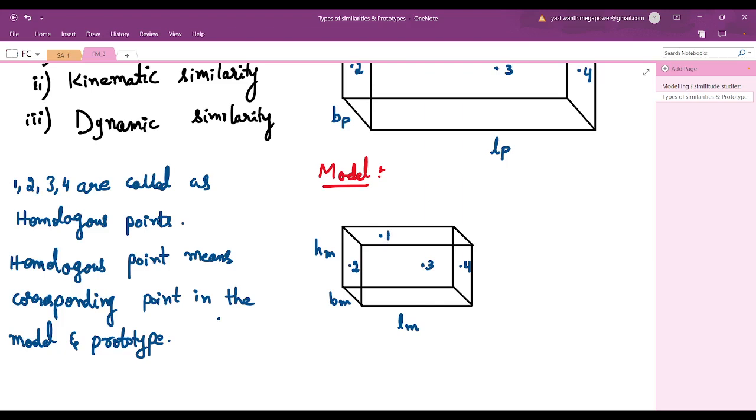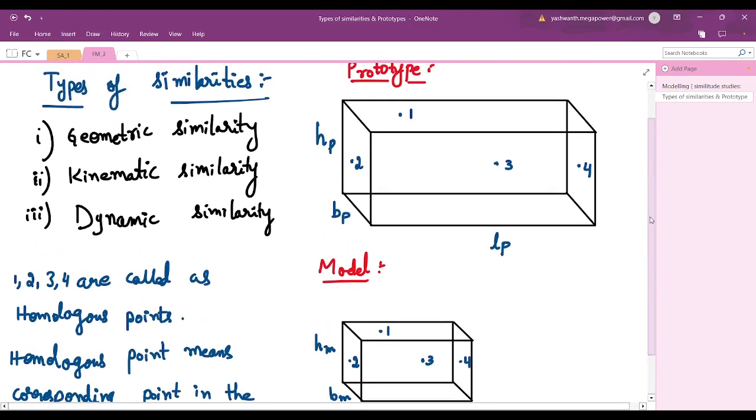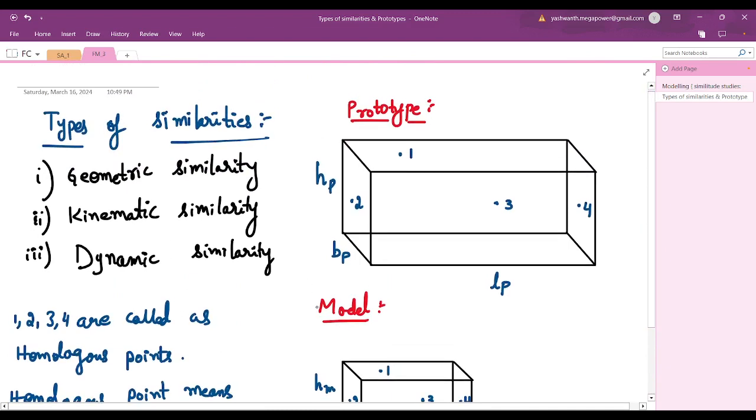Now let us try to understand clearly what is geometric similarity, what is kinematic similarity and dynamic similarity for the model and prototype we have taken. Okay, I have a question. Yes, tell me. The 1 is at the top, the 2 and 4 are on the side, and the 3 is at the back, right? Yes. So do we do anything for the bottom or the front? Yes, of course you can take it.